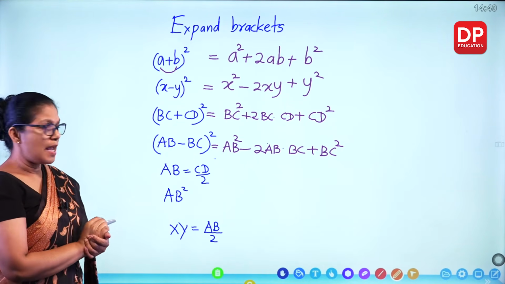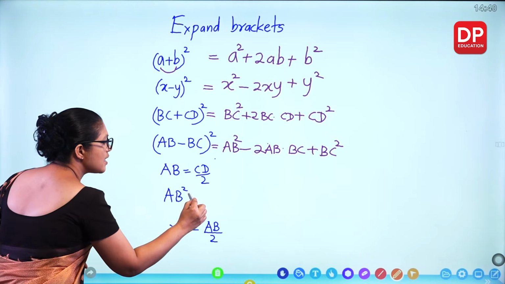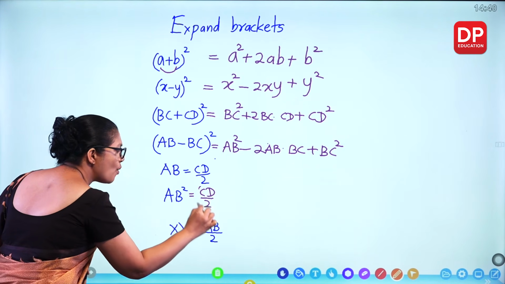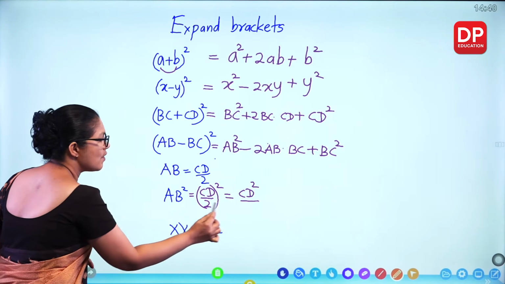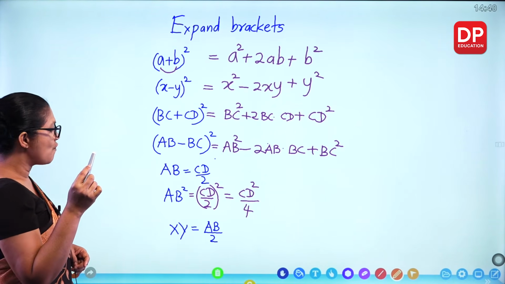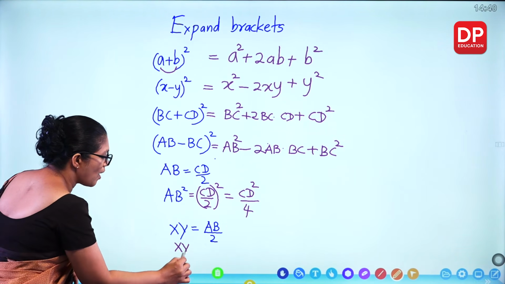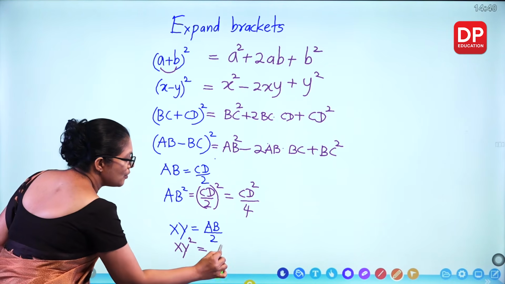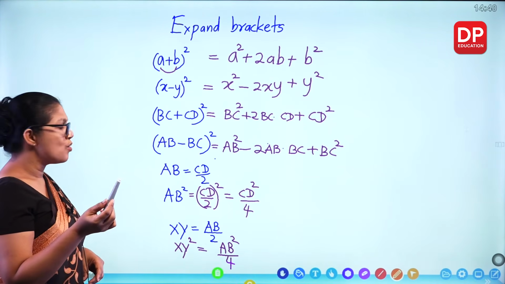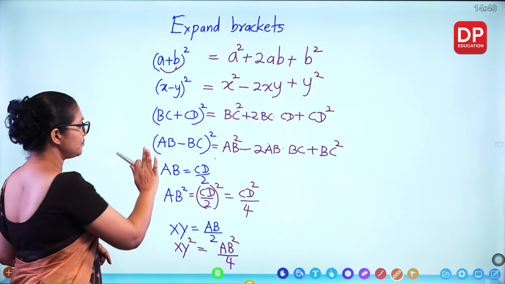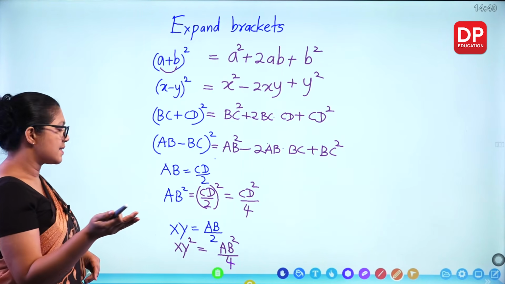Now let's take this one. AB is given, CD over 2. When you square it, what happens? You need to square the other side as well, the whole thing squared. So what is that? You can write down CD squared over 4, because 2 squared becomes 4. If xy equals AB over 2, what's xy squared? When you square both sides, you get AB squared over 4, 2 into 2, 4. So remember, when you have an expression and you want to get the square term, square both sides.